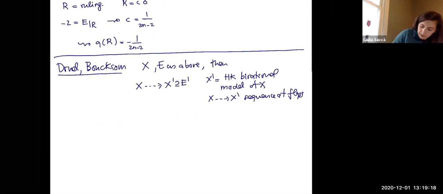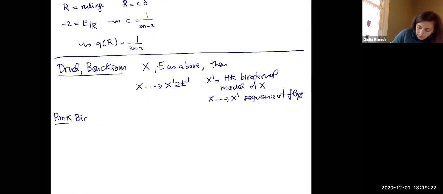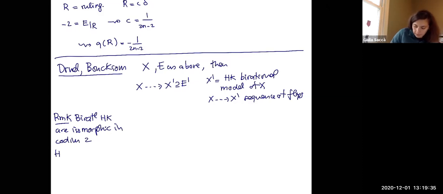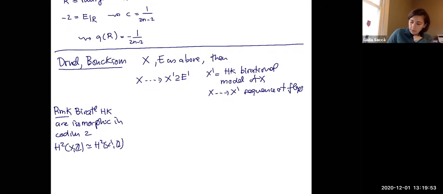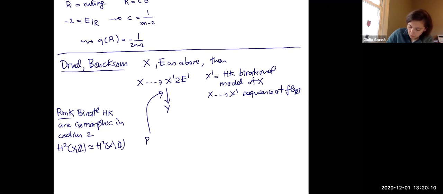Maybe here, before I go forward, let me remark that birational hyperkähler manifolds are isomorphic in codimension two. So in particular, their second cohomology groups can be identified. And so there's also no ambiguity in saying what divisor. Of course, the proper transform is well-defined, but it's particularly well-behaved. And so the statement of Druel and Boucksom is that up to performing this finite sequence of flops, I can contract this divisor. So there exists a proper birational morphism, or projective, if you want, contracting E, whose exceptional locus is E.